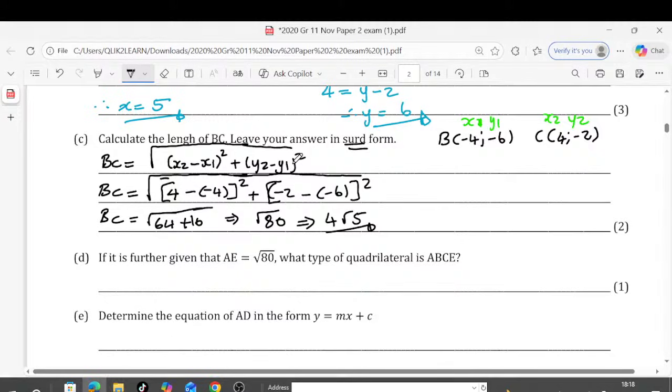They say that it is further given that AE is equal to root 80. Guys, are you still with me? Do you guys understand what is going on here? Soli, what's wrong?